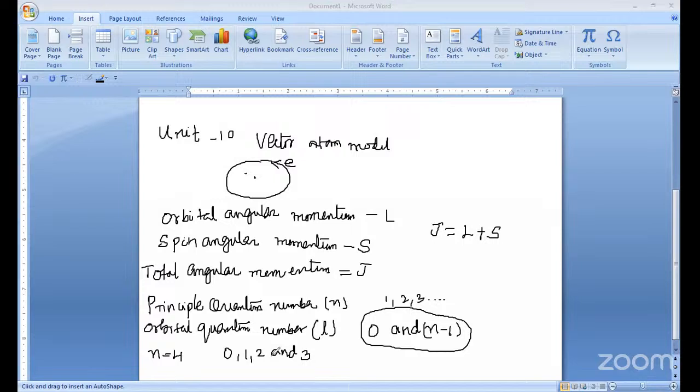This orbital quantum number is somewhat similar to the azimuthal quantum number k, and it is related to it by l is equal to k minus 1. So now this orbital quantum number.